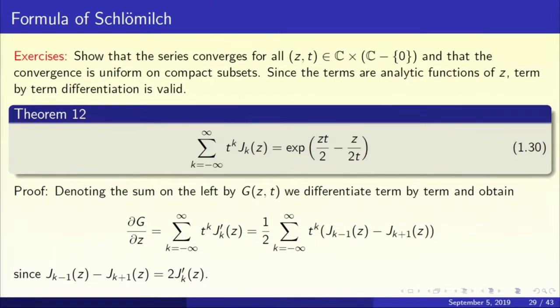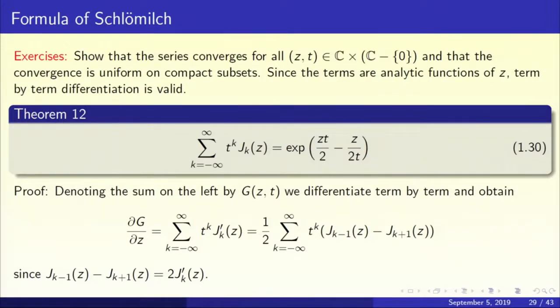The series sum over k from minus infinity to infinity of t to the power k J_k(z) converges, and the sum is exponential of (zt/2 − z/(2t)). Let us proceed to the proof of this theorem. Let us denote the sum on the left hand side by g(z,t).